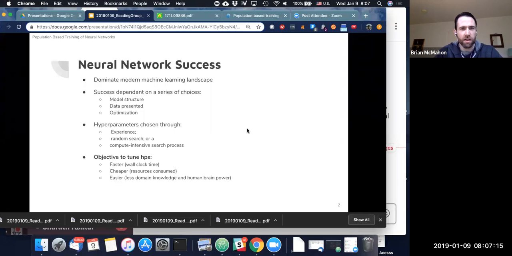So first off, let's talk about some of the recent successes with neural networks. They've dominated the modern machine learning landscape with success playing Go, Atari, image recognition, and language translation. The success has often been determined by making a series of choices at the start of the research, including on model structure, data presented, and optimization. These choices are made via hyperparameters, which are chosen through past experience, random search, or a computationally intensive search process. So the key motivation for this is to achieve faster speed in terms of wall clock time, cheaper in terms of actual resources consumed, and easier in that less domain knowledge and brain power is required to operate than perhaps other methods.